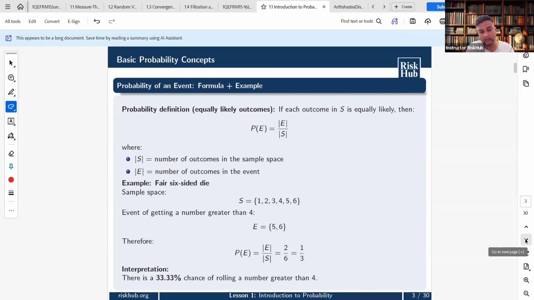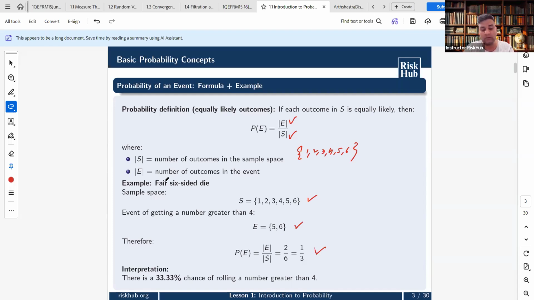For equally likely outcomes, probability of E is equal to what? What's the numerator here? The numerator is the number of favorable outcomes, and S is the total outcomes. So, for example, take a die. The sample space in a die is 1, 2, 3, 4, 5, 6. I don't need to write it, but okay. So the event is 5, 6. Count outcomes: S equals 6, the event equals 2. Therefore, probability of E is 2 by 6, equal to 1 by 3, which is 33.3%.